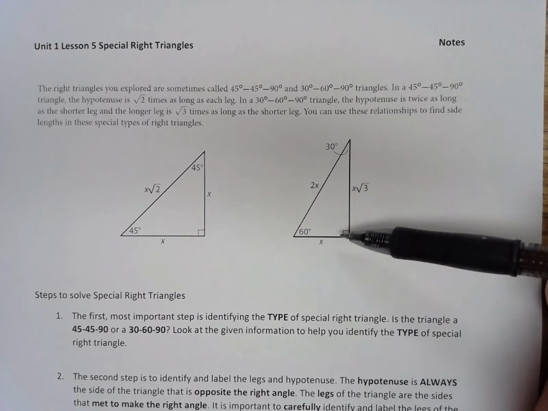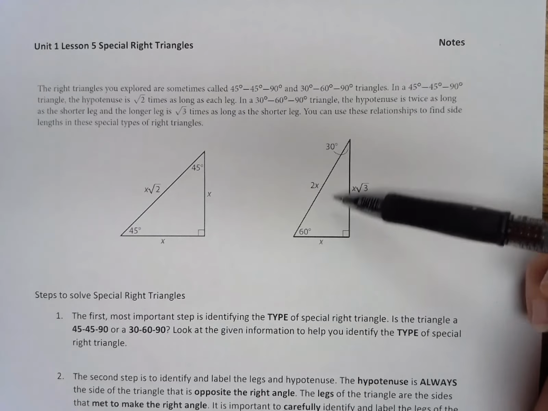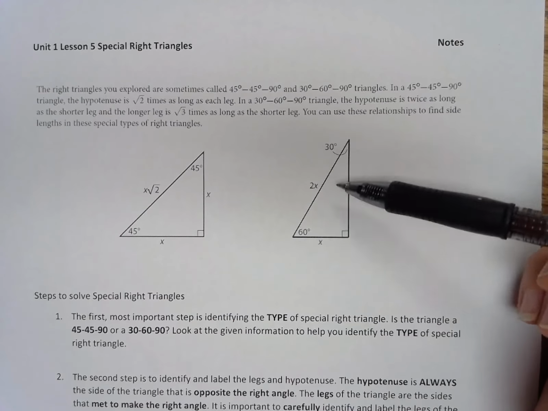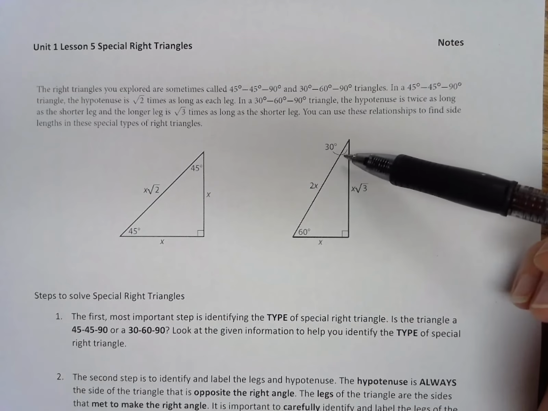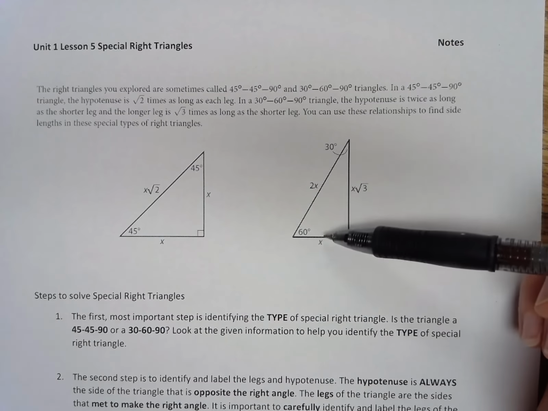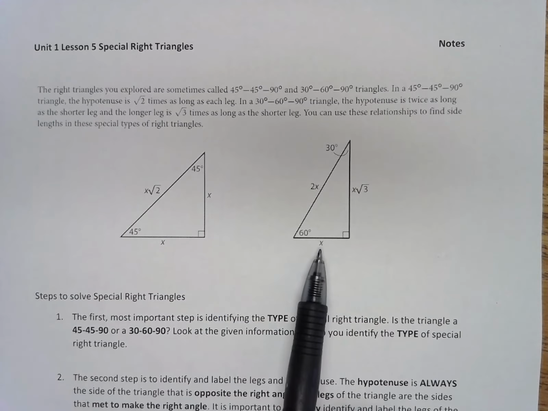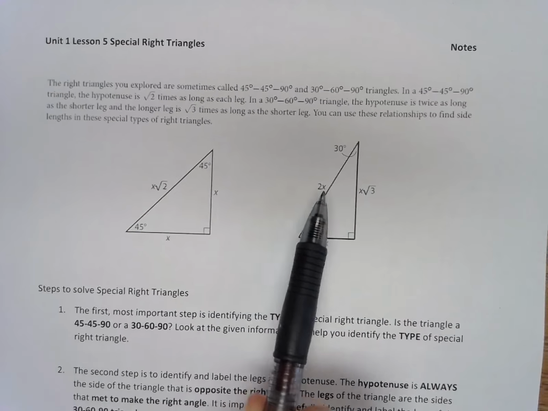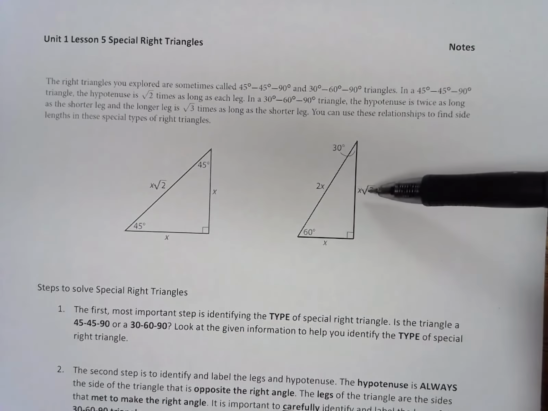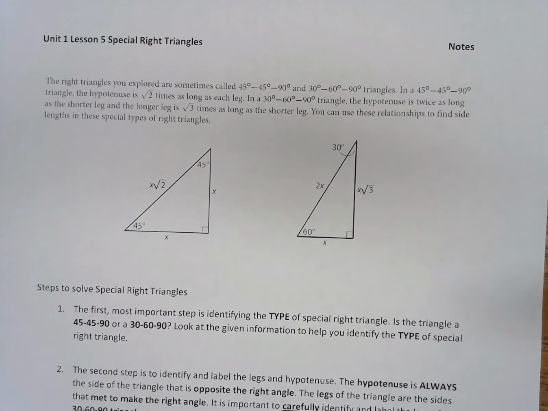In a 30-60-90, the shortest side, which is the side of the triangle that is opposite the smallest angle, which is the 30-degree angle, is going to be represented by x. The hypotenuse is going to be 2 times that smallest side. And then the other leg is going to be the square root of 3 times the smallest leg.